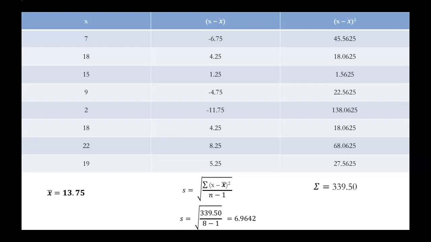Now, if you forget to square root it, you found something. You found the sample variance, right? S squared is your sample variance. The square root of the variance is your standard deviation. And that's what we were looking for here.